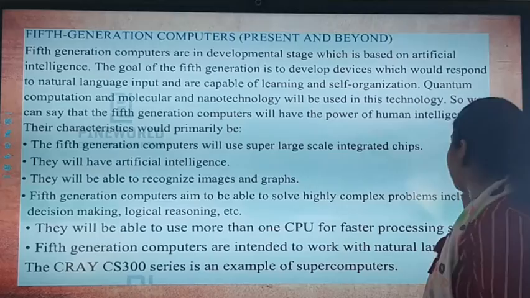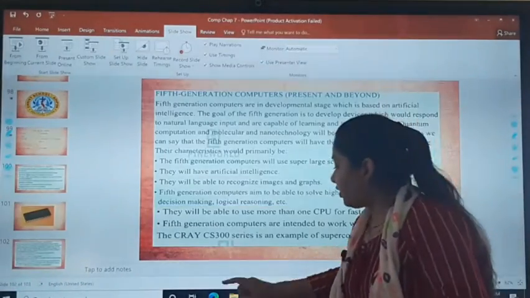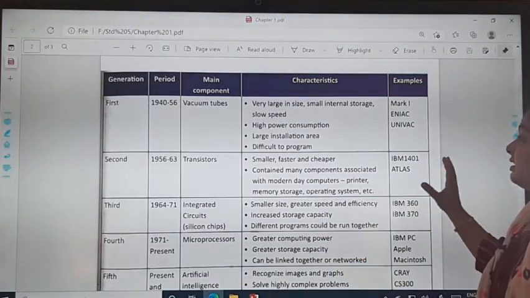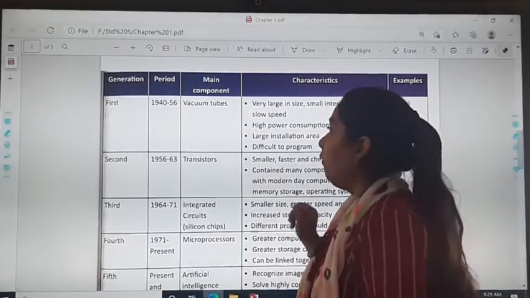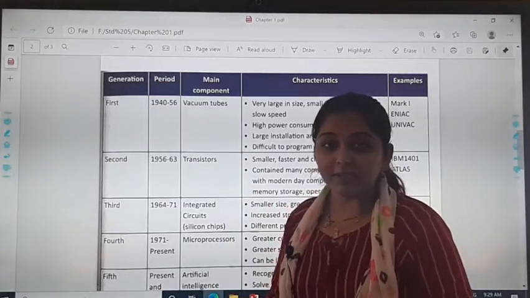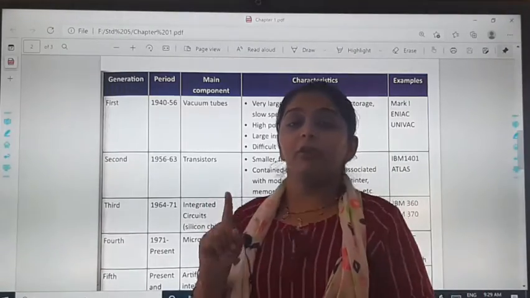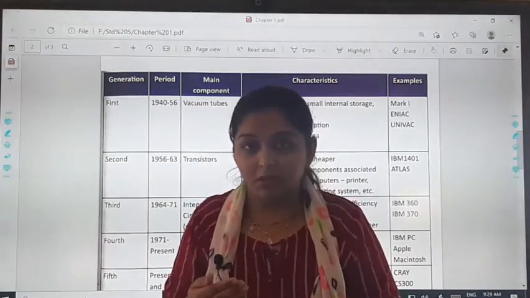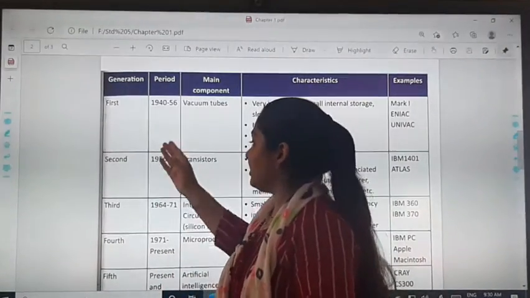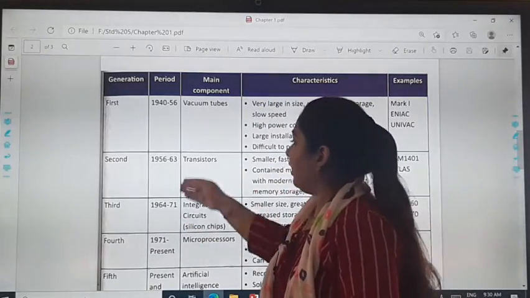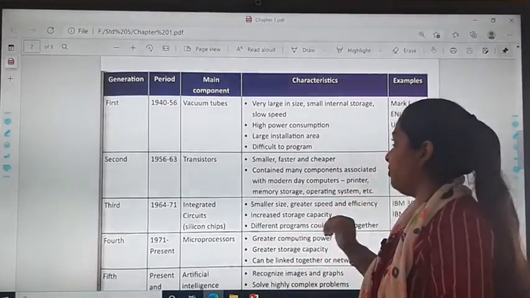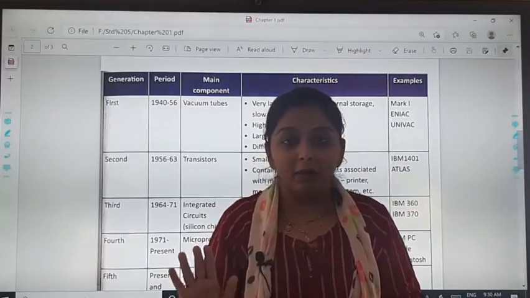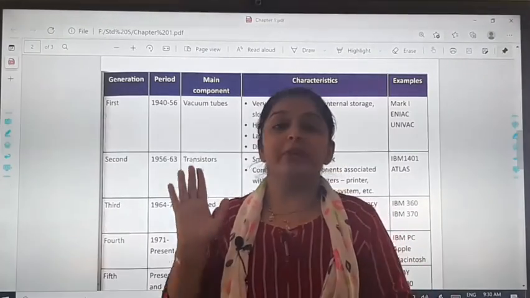Dear children, now let's see the small worksheet of what you have to do in the notebook. See, this table is there in your textbook. What you have to do is draw this table in the notebook so that you will be able to learn and compare between all the generations of computers. The first generation, second generation, third and the fourth. Then the period is also written here. Then the main component is written here. You don't have to write down the characteristics. You will only refer to it from the textbook.